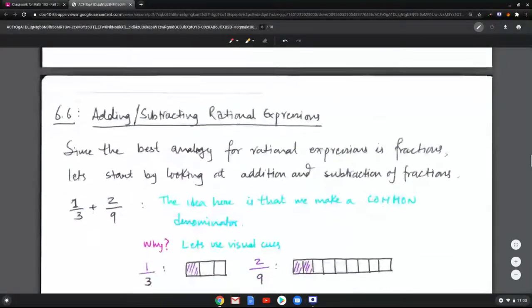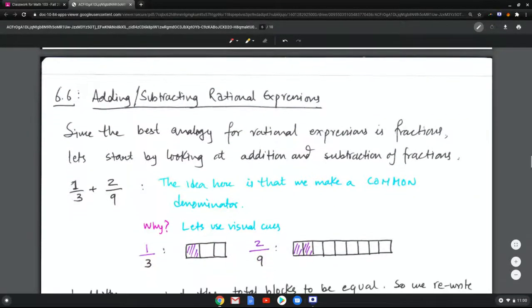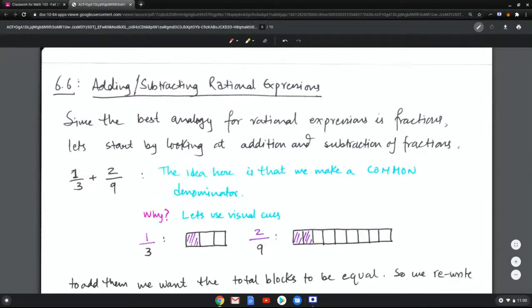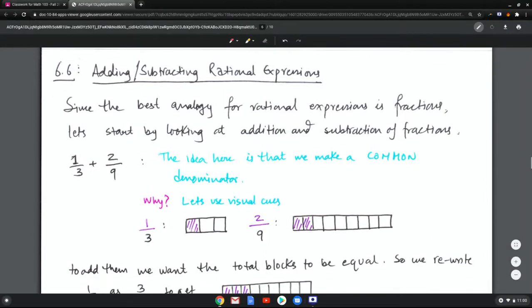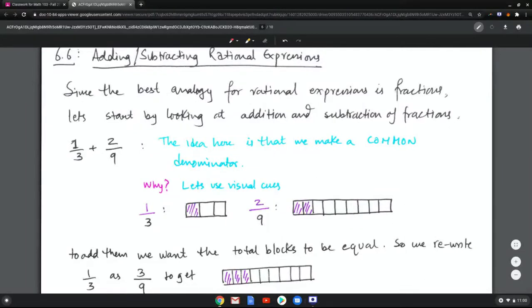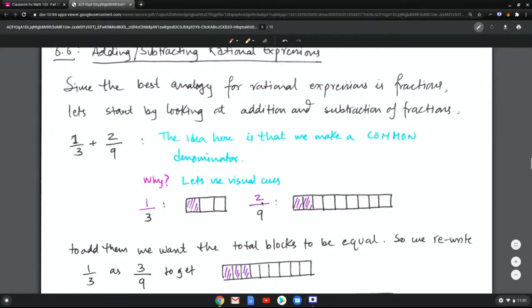Now the next operation is slightly complicated: adding and subtracting rational expressions, functions. Since the best analogy that we started with for rational expressions is fractions, we start by looking at addition and subtraction of fractions. Now 1/3 plus 2/9, the idea here is that we make a common denominator. Why? If you use a visual cue, 1/3 is 1 out of 3 and 2/9 is 2 out of 9. Now you can't really combine them unless you make the total the same.